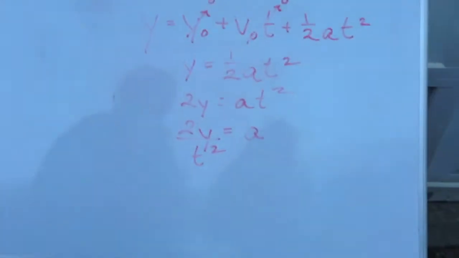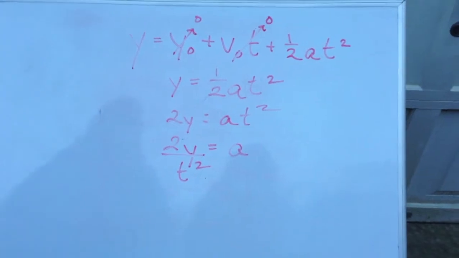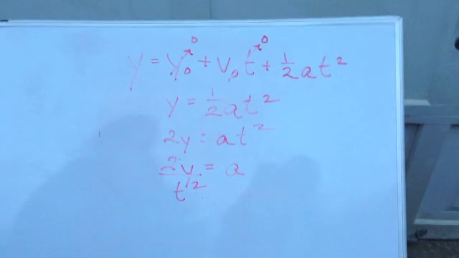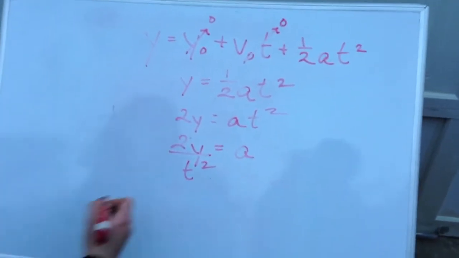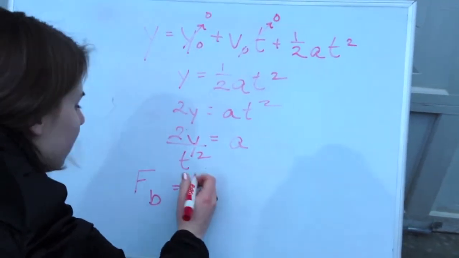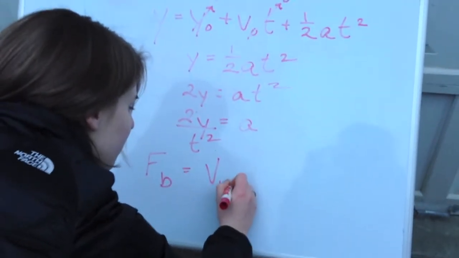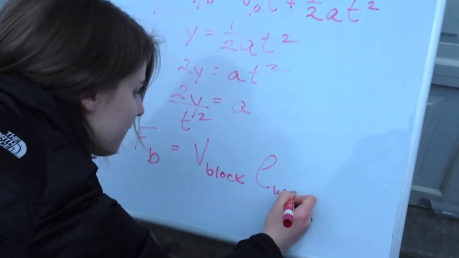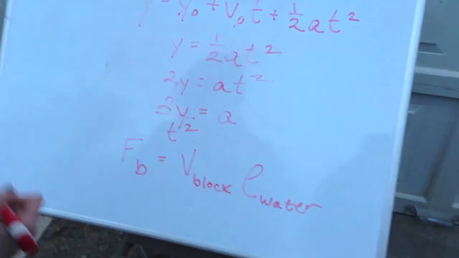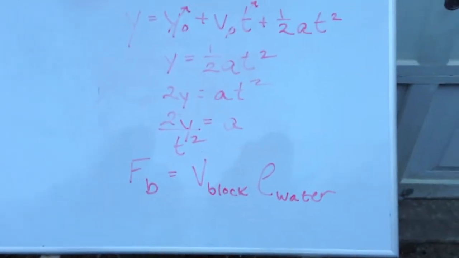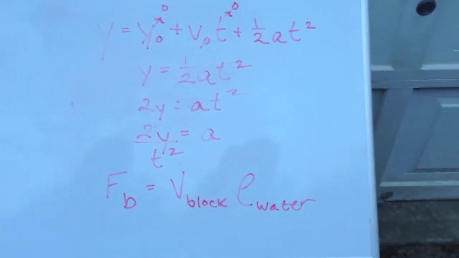And just like that, we have a equals 2y divided by t squared. We know y, and all we need to do is measure t. This is the buoyancy force, the volume of the block times the density of water. By definition, the buoyancy force acting on any object is equal to the weight of the water displaced.